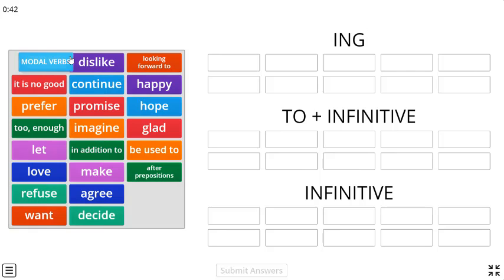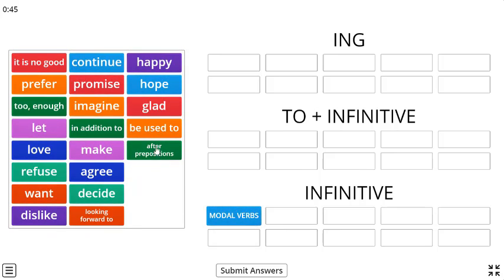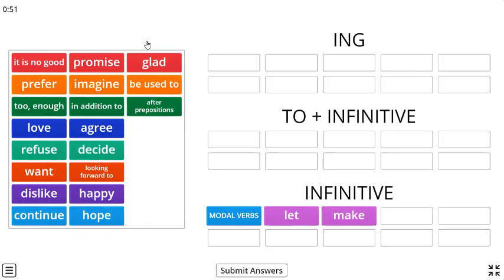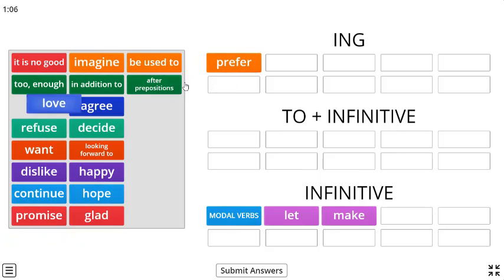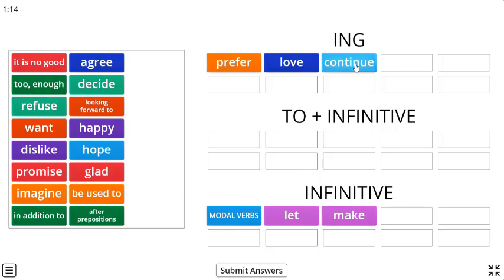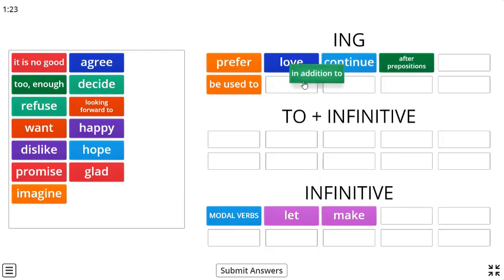Modal verbs are used with infinitive. Yes, Ravi? You're sure that we use let and make with infinitive. Great. Okay, now let's finish the other verbs. Yes, Ali? You are sure that verbs like prefer, love, continue are used with an ing form. Also after prepositions. Great. And after be used to. The same with in addition to.